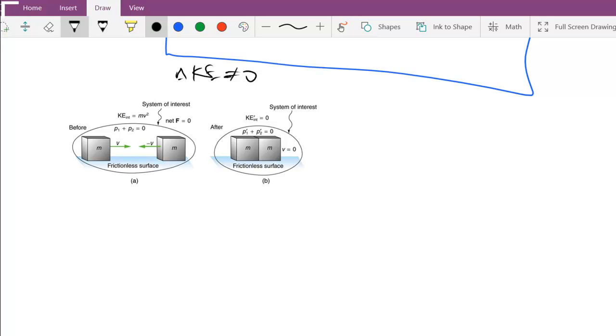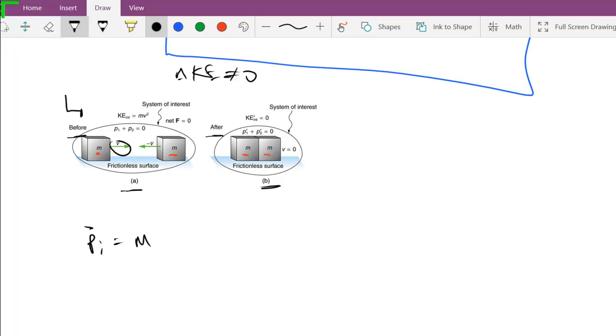We have a before picture over here on the left. We have an after picture over here on the right. And the momentum before, so we have a mass of m. Both of these are actually mass m. So mass m here. If we look at the initial momentum, this is going to be the mass of A, which is m, times the velocity of v.